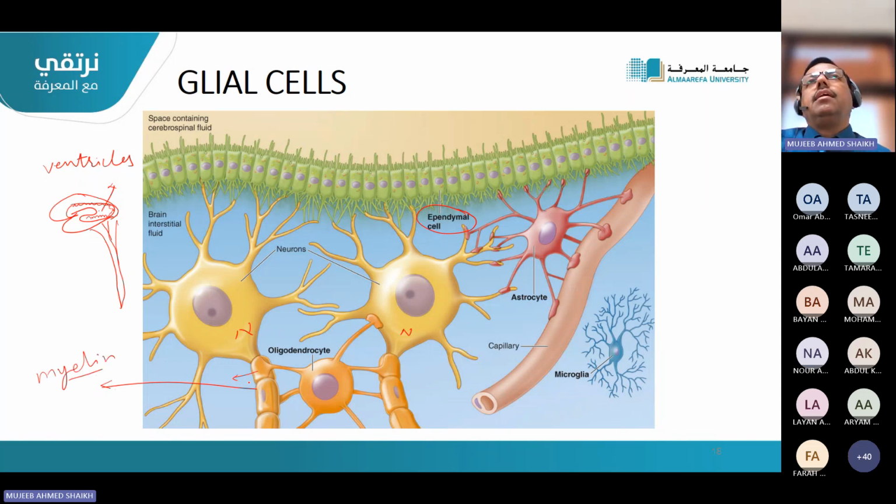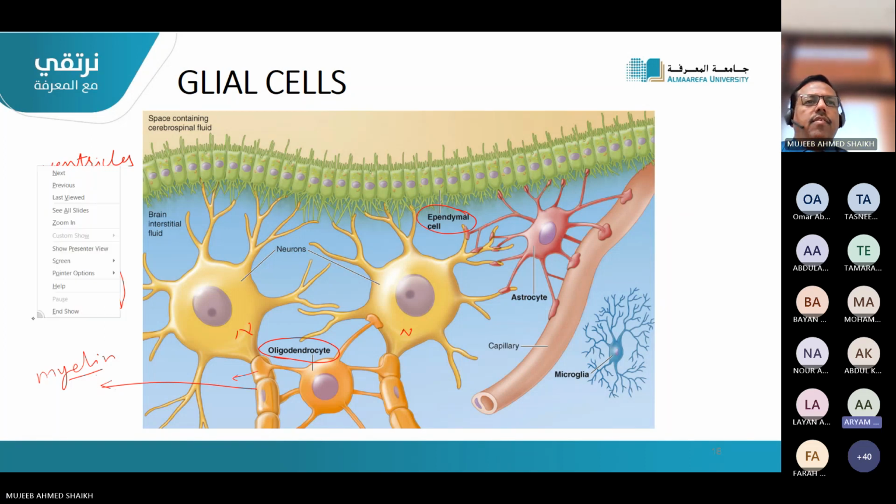This myelin sheath is formed by a special cell in the nervous system. In the central nervous system, the CNS, this myelin sheath is produced by a cell we call the oligodendrocyte. Whereas in the periphery, what is the source of myelin sheath in the peripheral neuron?